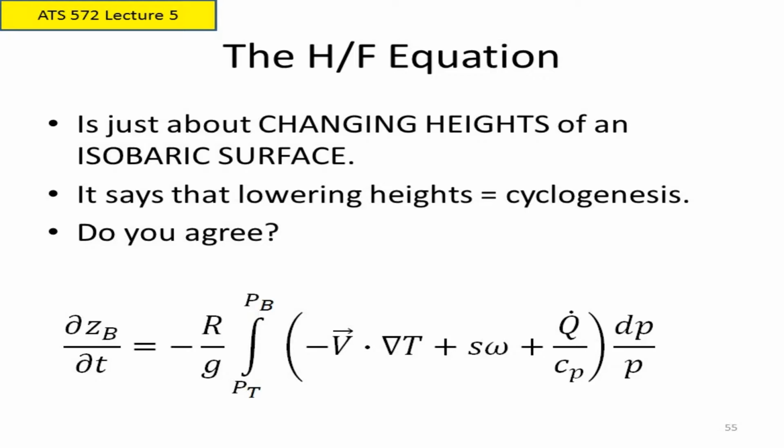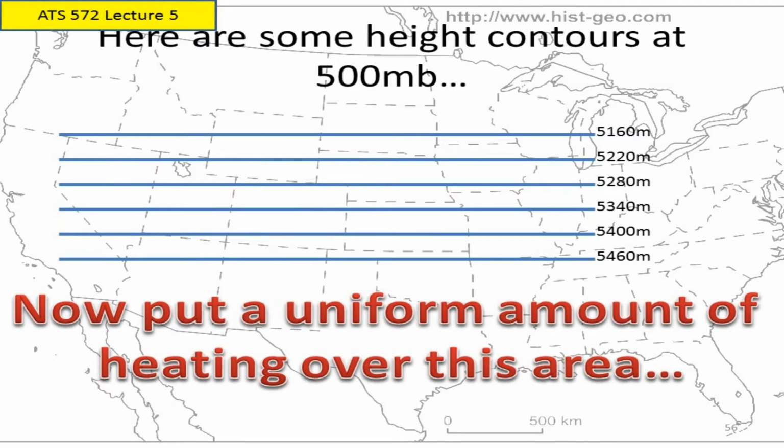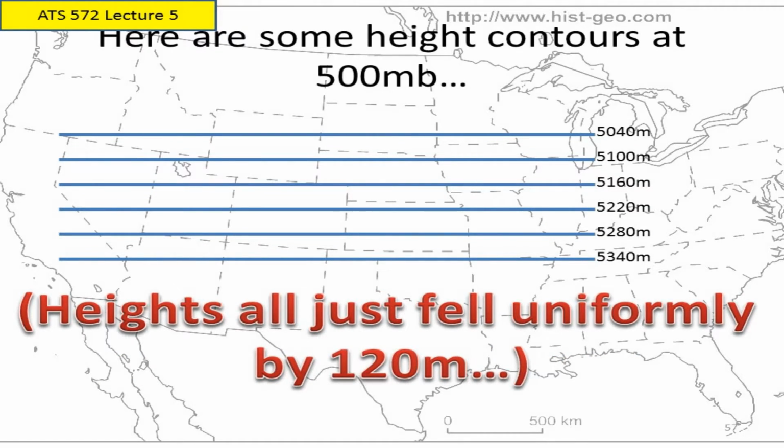But do you agree with that? I mean, for example, if I had just a map here, and I have these height contours here, all right? So here I have a whole bunch of height contours. You can see the labels on the right-hand side there as to how high each of them are. If I just put a uniform amount of heating over this whole region right here, according to the Hirschberg-Fritsch equation, all of those areas will have height falls, and they'll all form uniformly.